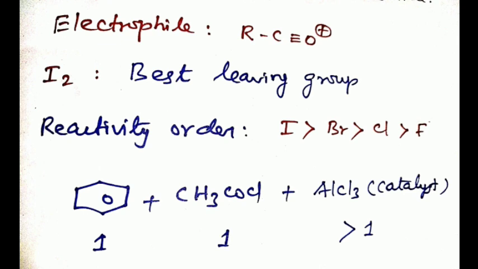In acylation, the aromatic compound and acyl halide are taken in 1 mole quantity, whereas the catalyst is required in more than 1 mole quantity, because the first mole coordinates with the oxygen of the reagent.